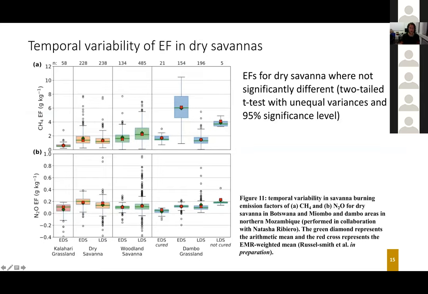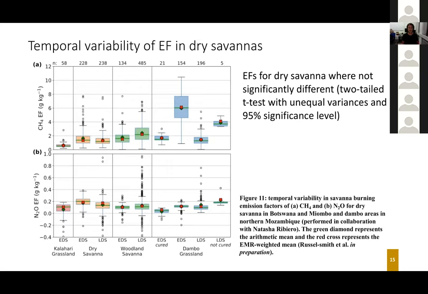So here this graph shows on the left three box plots, it shows the emission factors that we measured from dry savanna in Botswana. To put that into perspective, we also show some emission factor plots that we've done the same year in more humid savanna in the Nyasa National Reserve in collaboration with Natasha Ribeiro. And what you see here is that the seasonal difference in dry savanna between the early dry season and late dry season, although the fires in the late dry season were significantly more severe, is that the emission factors didn't change that much.